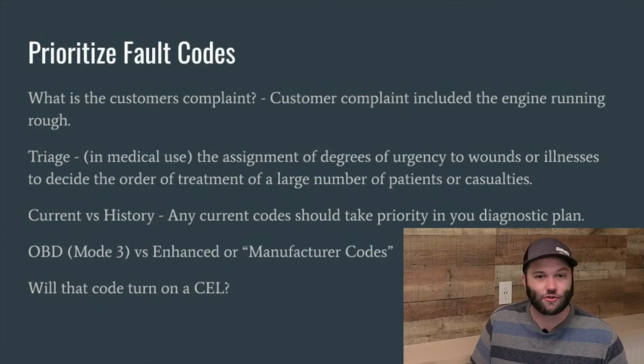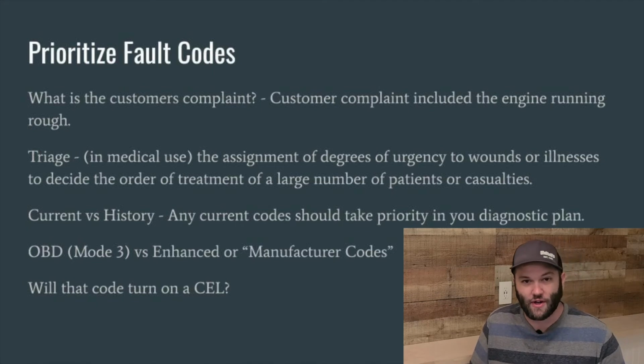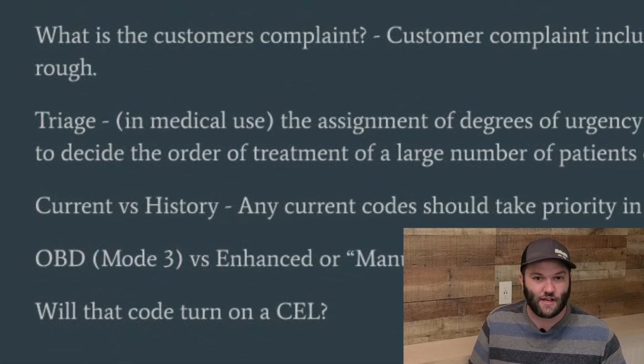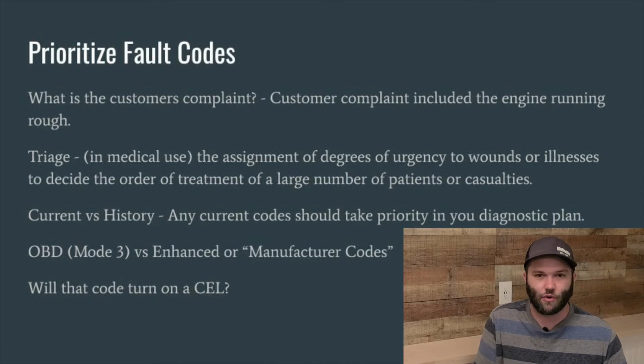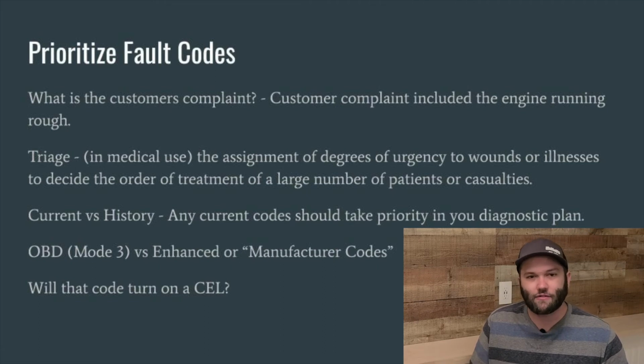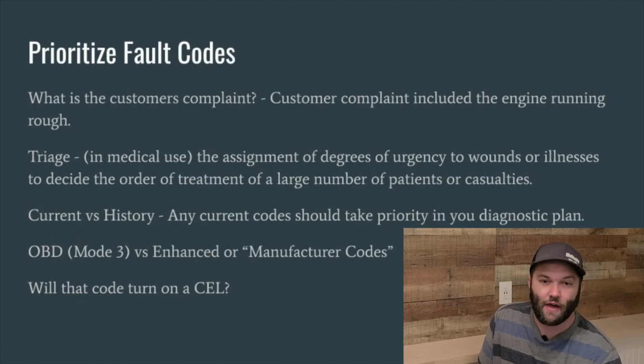Another thing that's beneficial to look into when prioritizing codes is if the code is current or history. If you have that long list of codes again, and a few of them say current, while several of them say history, it doesn't mean you should rule out the history codes, but those current codes are going to be easier to diagnose first and foremost because they're active right now. And as most of you know, actively occurring faults are much easier to diagnose than intermittent faults or faults that might not be occurring in the bay. So let's focus on the faults that we think we can find easier and that are acting up for us right now.